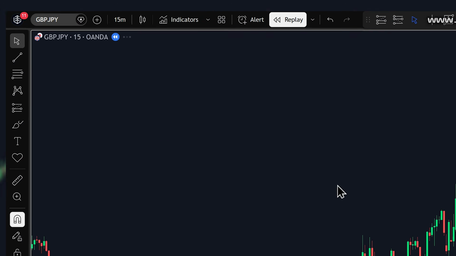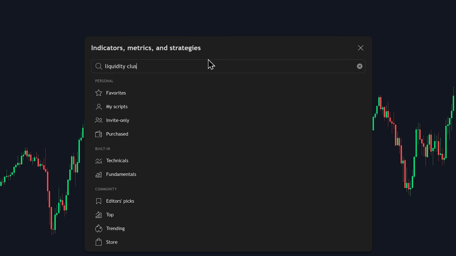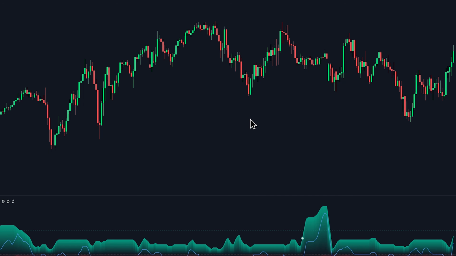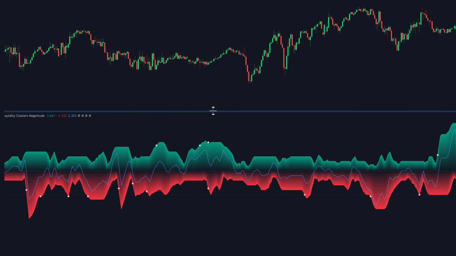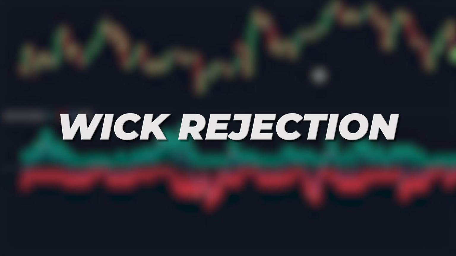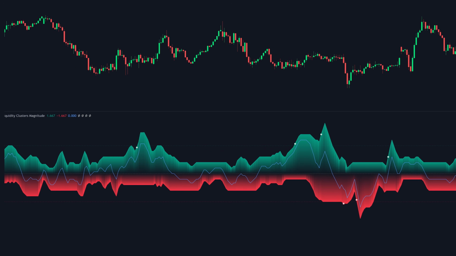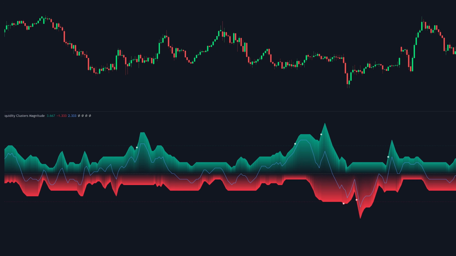Next, you want to open the indicator search tab and type in Liquidity Clusters Magnitude, and you want to select this one by LuxAlgo. After adding it to your chart, you'll notice that this is not a normal support and resistance tool. It's an oscillator-based system that turns wick rejections into a readable structure with smoothing, a trend bias metric, and a real-time dashboard.